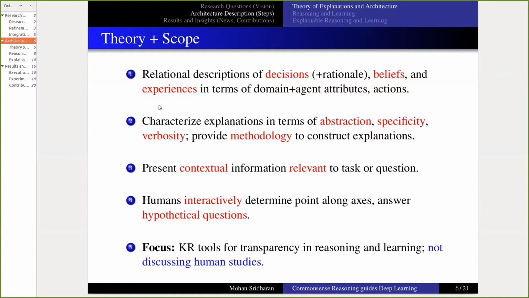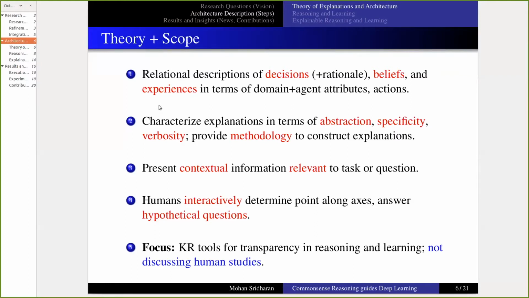And in this talk, I characterize explanations in terms of the level of abstraction, the level of specificity, and the level of verbosity, and try and provide a general methodology to construct these explanations. And the reasoning system should be able to take these principles internally. This is the claim I'm making: it should be able to provide contextual information that is relevant to the task or the question that the human might have. And the humans, therefore, have the right to interactively determine the point along the axes that determine the space of explanation and try and answer different kinds of questions. The robot should then be able to answer different kinds of questions.